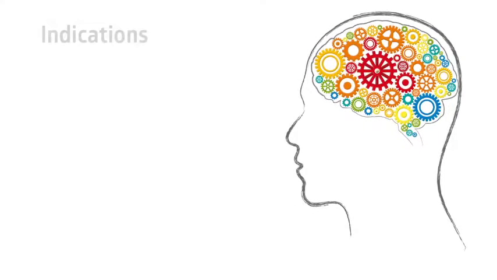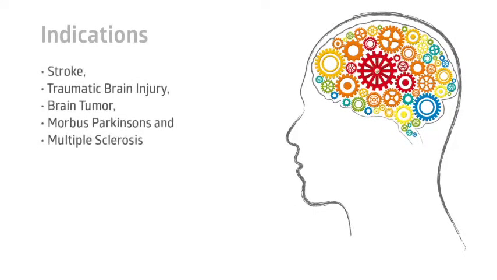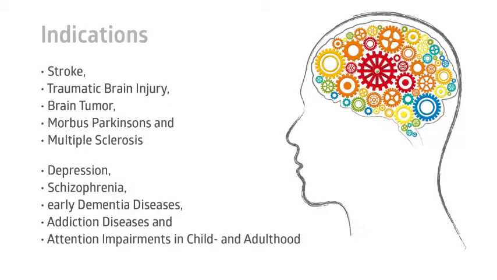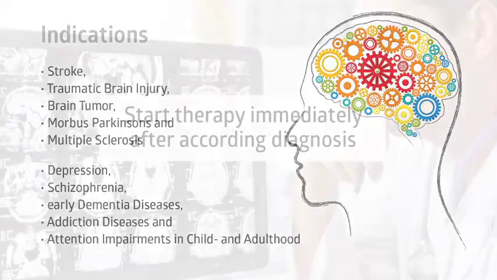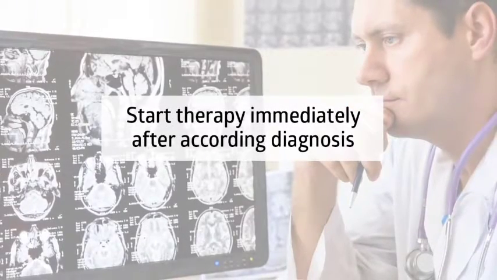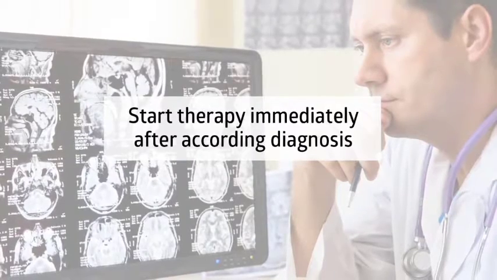Training with this module is indicated for patients with neurological diseases such as stroke, traumatic brain injury, brain tumour, morbus Parkinson's, and multiple sclerosis, as well as for patients with psychiatric, gerontopsychiatric, and other diseases such as depression, schizophrenia, early dementia diseases, addiction diseases, and attention impairments in child and adulthood. It is important to start therapy immediately after the according diagnosis.